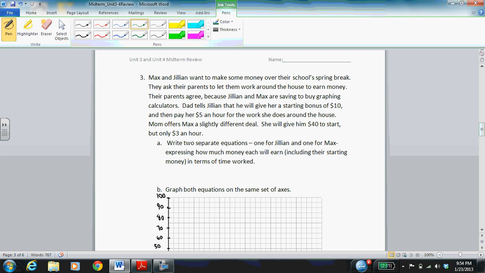Dad tells Jillian that he will give her a starting bonus of $10 and then pay $5 an hour for the work she does around the house. Mom offers Max a slightly different deal. She will give him $40 to start, only $30 an hour.